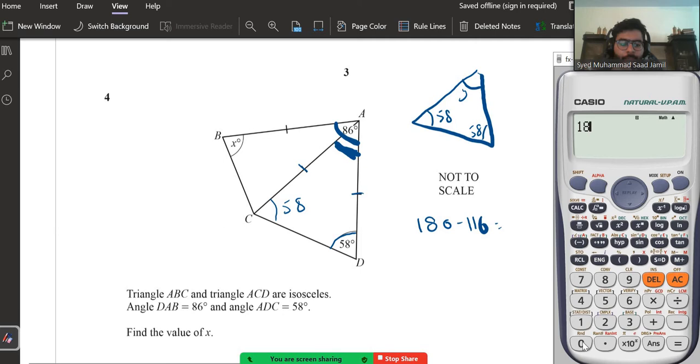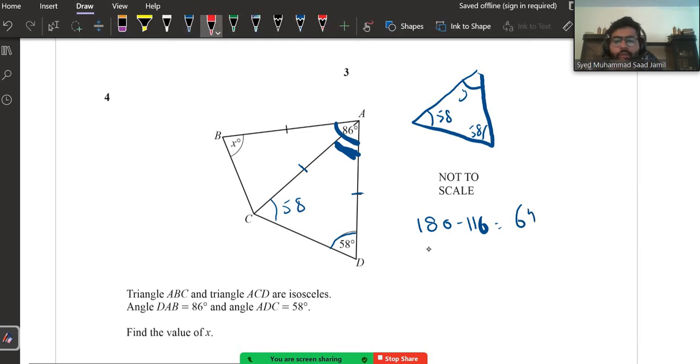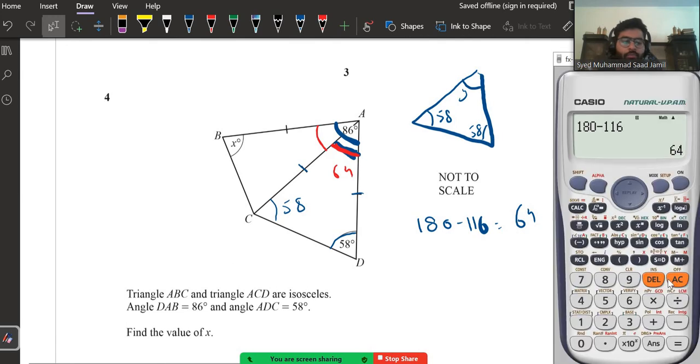180. 64. So it basically means, I'll use the color red to explain you guys better. This side is 64. Now we will subtract 64 from 86 to find this. Alright, so 86 minus 64 is 22. So this side is 22.